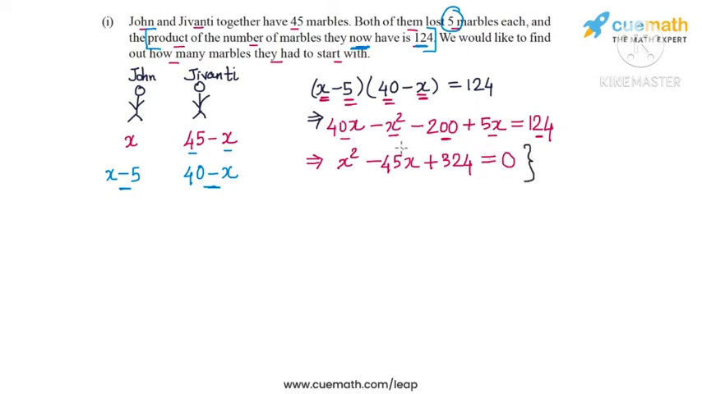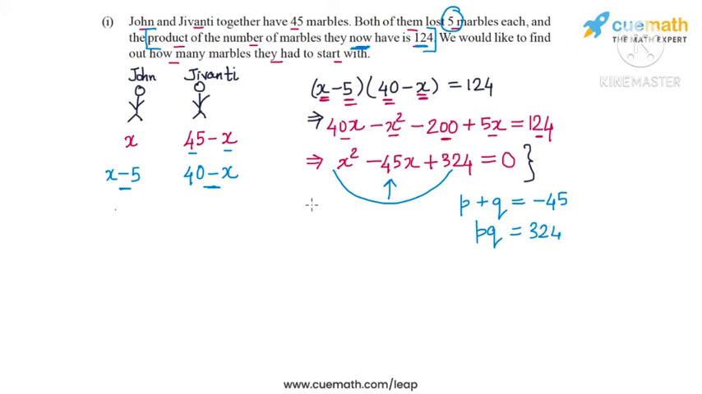Now to solve this quadratic equation, we will use factorization. So we will split the middle term. And to split the middle term, we have to find two numbers whose sum is equal to minus 45 and whose product is equal to 1 into 324, or 324. So we have to find two numbers, let's say P and Q, whose sum is equal to minus 45 and whose product is equal to 324.